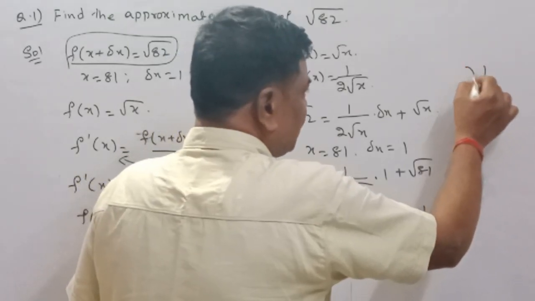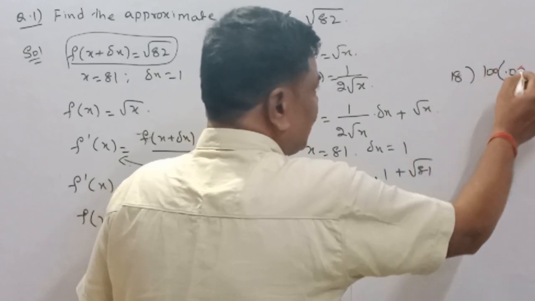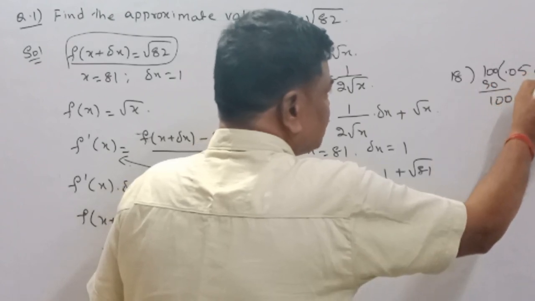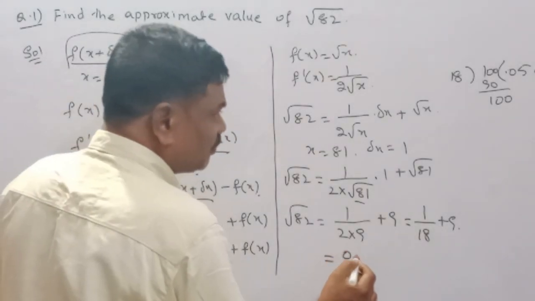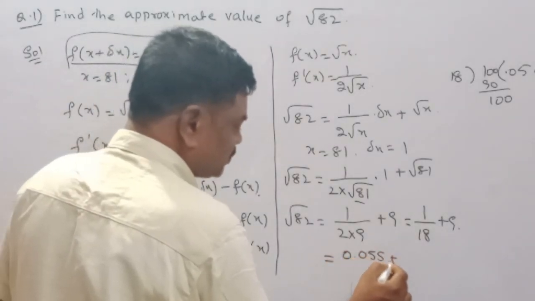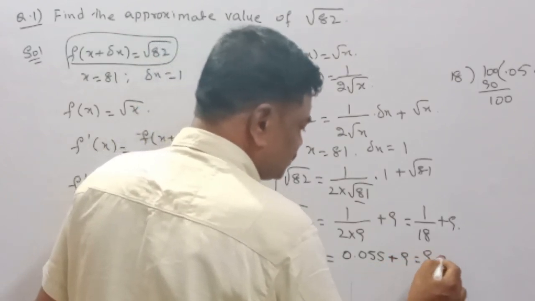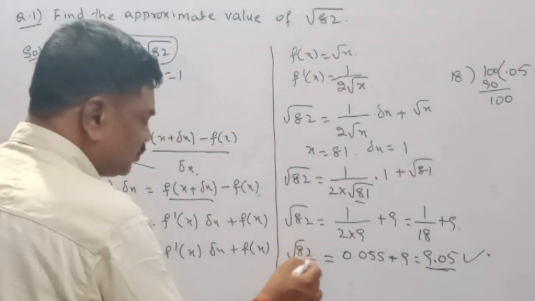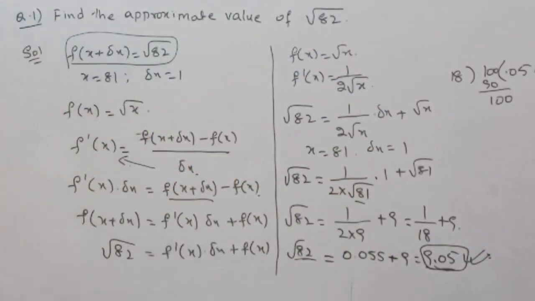So 1 by 18: 18 fives are 90, this is 10, again 0, 5. So the value of 1 by 18 is 0.055 and so on. So this is 9.05, the answer. Root 82 approximate value is 9.05. That's all. Thank you.